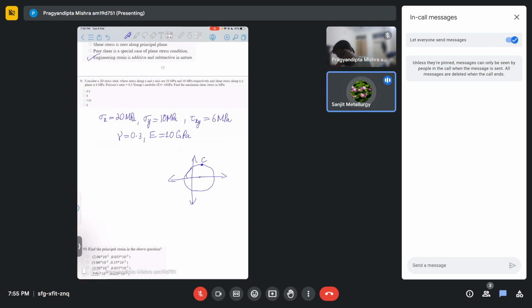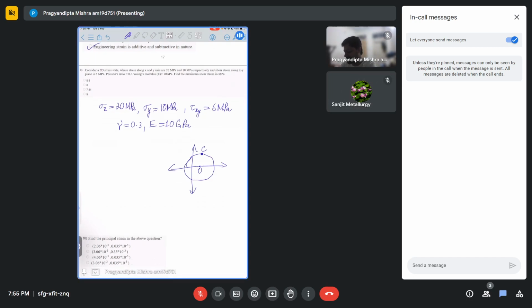Sir, I could not hear you. My signal got disturbed. Okay, I'll repeat. So they have given us this information: sigma x, sigma y, tau xy. They have given us Poisson's ratio and modulus of elasticity. They are asking us to find the maximum value of tau xy, or maximum shear stress value. How do we find maximum shear stress value? In Mohr circle, we discussed one very important concept, right? Your maximum shear stress would lie where?